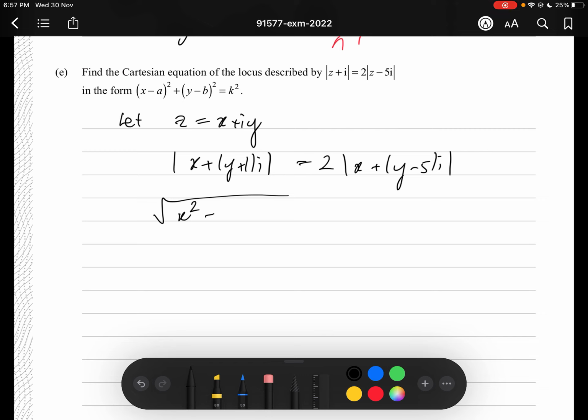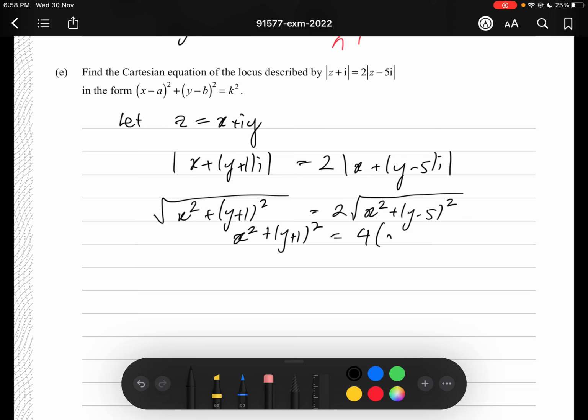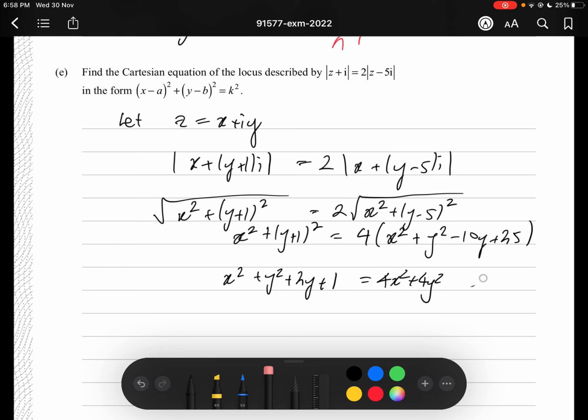So we have the square root of x squared plus (y plus 1) squared equals 2 times the square root of x squared plus (y minus 5) squared. So this is just squaring both sides. So we have x squared plus (y plus 1) squared, and that's equal to 4 times (x squared plus y squared minus 10y plus 25). So we have x squared plus y squared plus 2y plus 1 equals 4x squared plus 4y squared minus 40y plus 100. So let's move everything to the left-hand side.